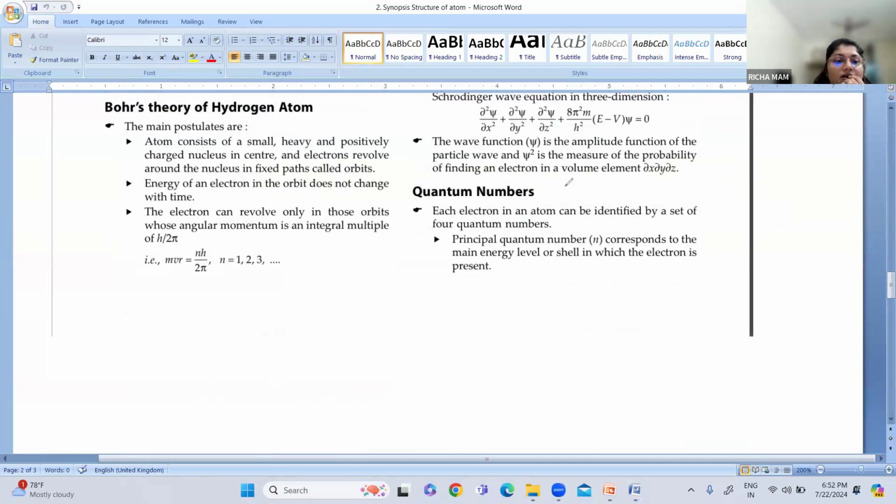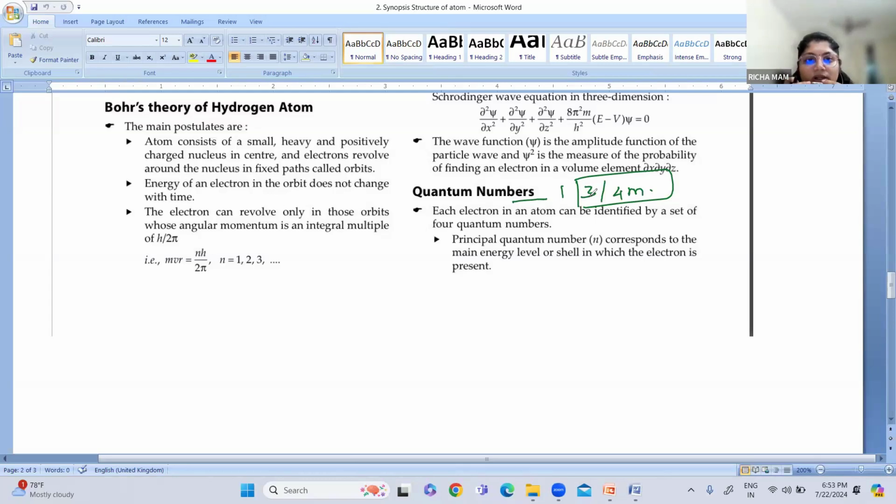Very important, this quantum number topic from a theory point of view. This is a question for 3 to 4 marks: what are quantum numbers and give the significance of the four quantum numbers. Please note this question; it is asked in theory also. Significance means importance. You have to tell the importance of the four quantum numbers.